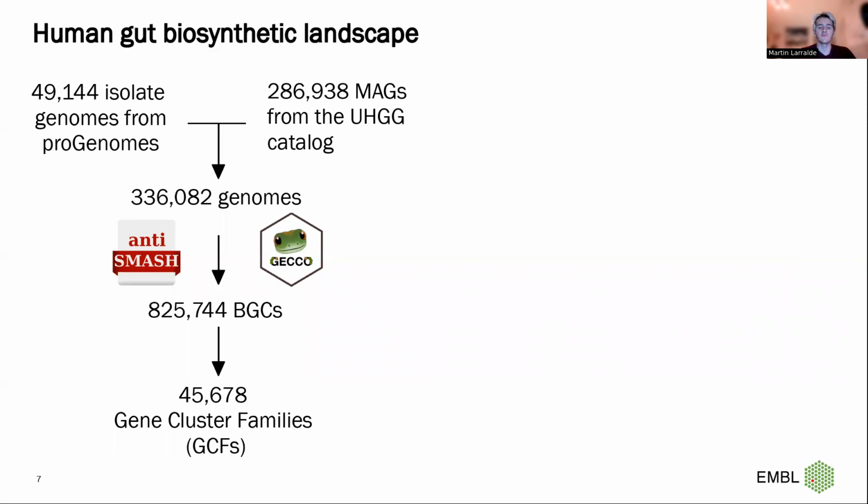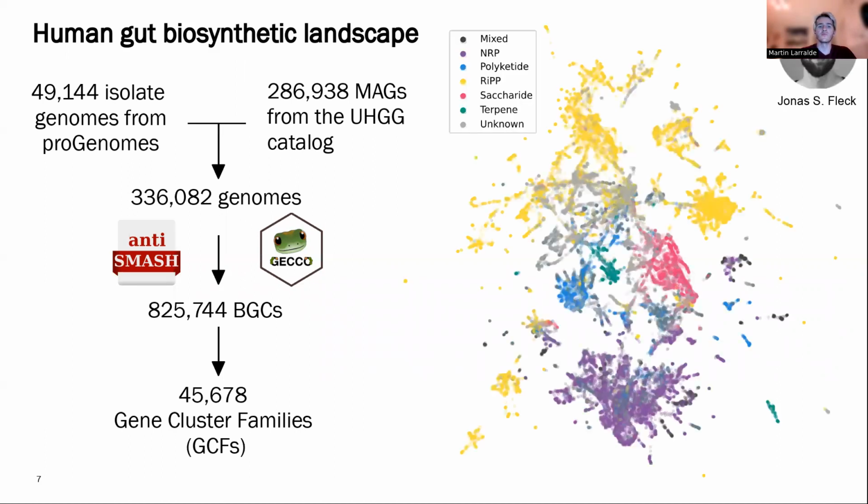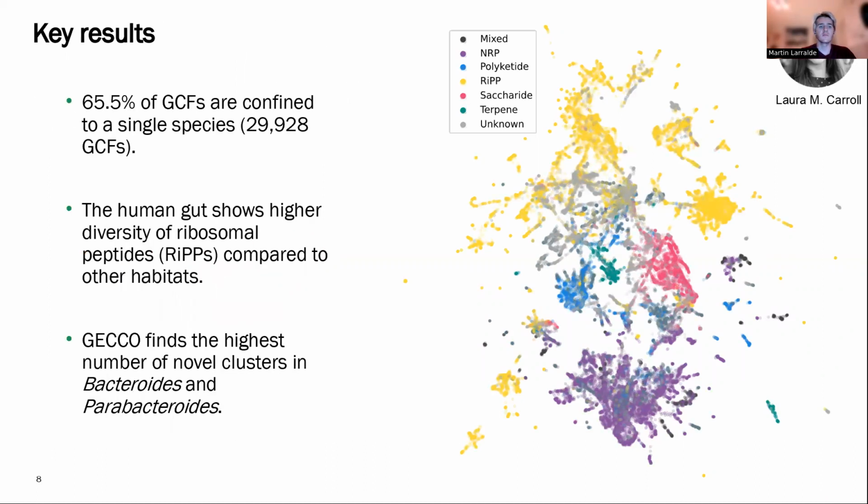These BGCs were then clustered at the nucleotide level through different steps of redundancy removal in order to obtain 45,000 gene cluster families. To visualize these gene cluster families, we extracted the representative cluster of each family and then represented it with its PFAM domain composition before plotting it. The resulting high dimensionality vector representation can be reduced into a UMAP, which then shows the different regions of the biosynthetic landscape.